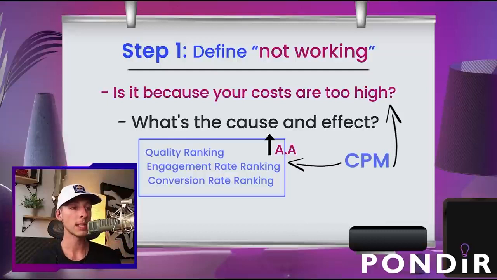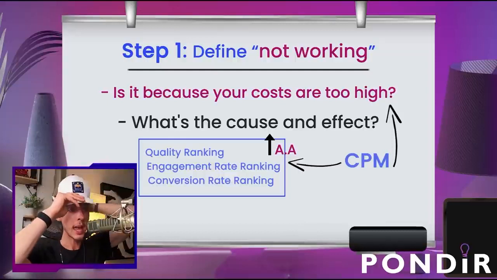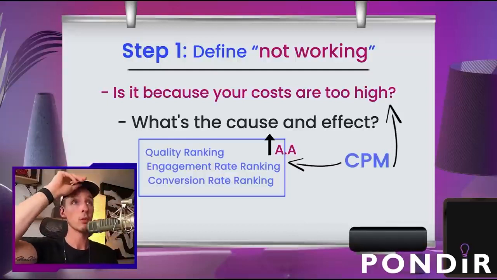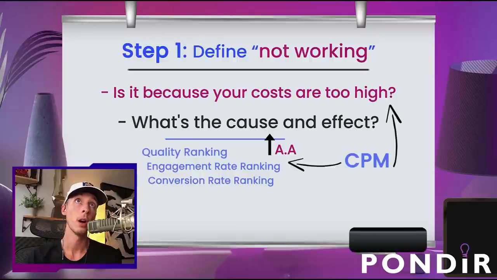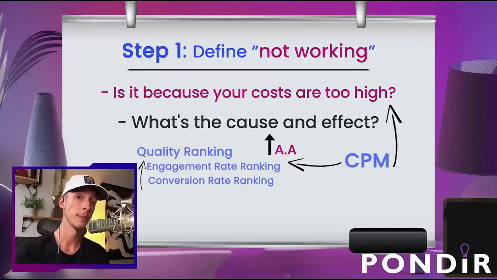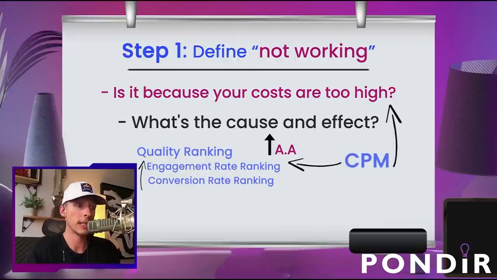And remember, it all comes down to Facebook wanting their users to have a good experience on their platform. So quality is actually made up of both engagement and conversion rate ranking. So let's break these down. Conversion rate ranking. What does this mean? When someone clicks on your ad and lands on your website, how often do they take the objective? For example, if your objective is a lead, what's the conversion rate into a lead? If it's a purchase, what's the conversion rate to a purchase?